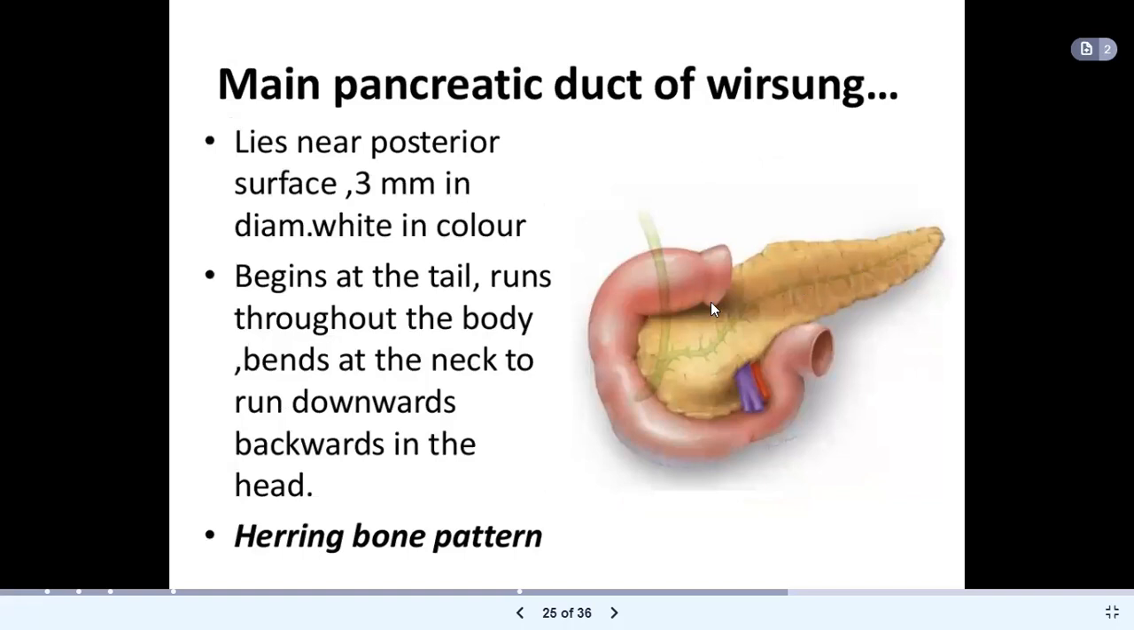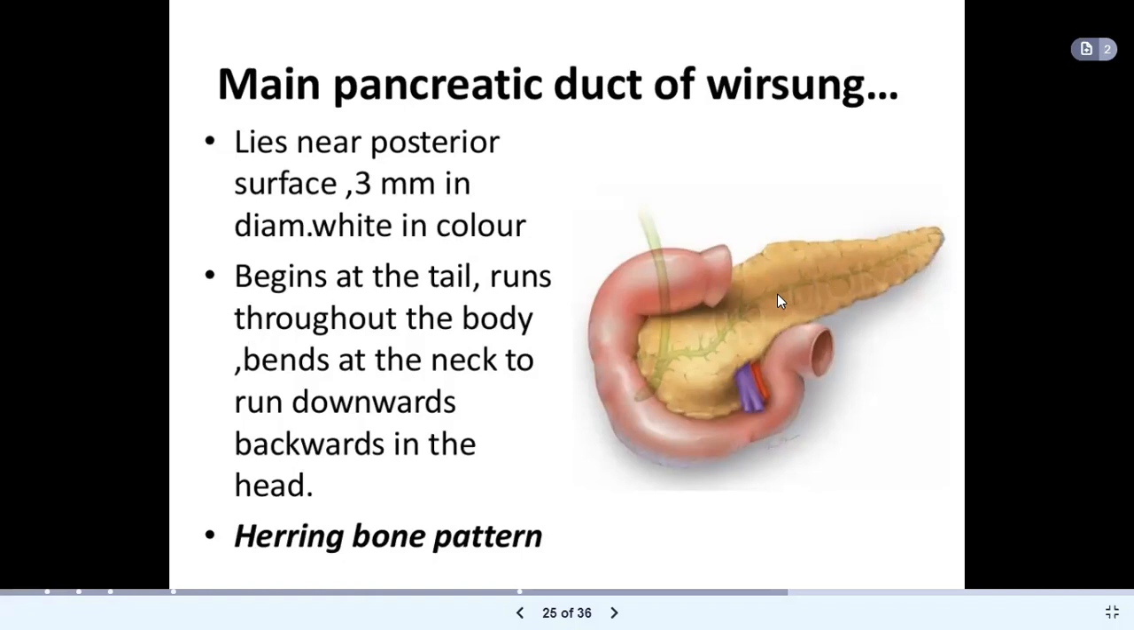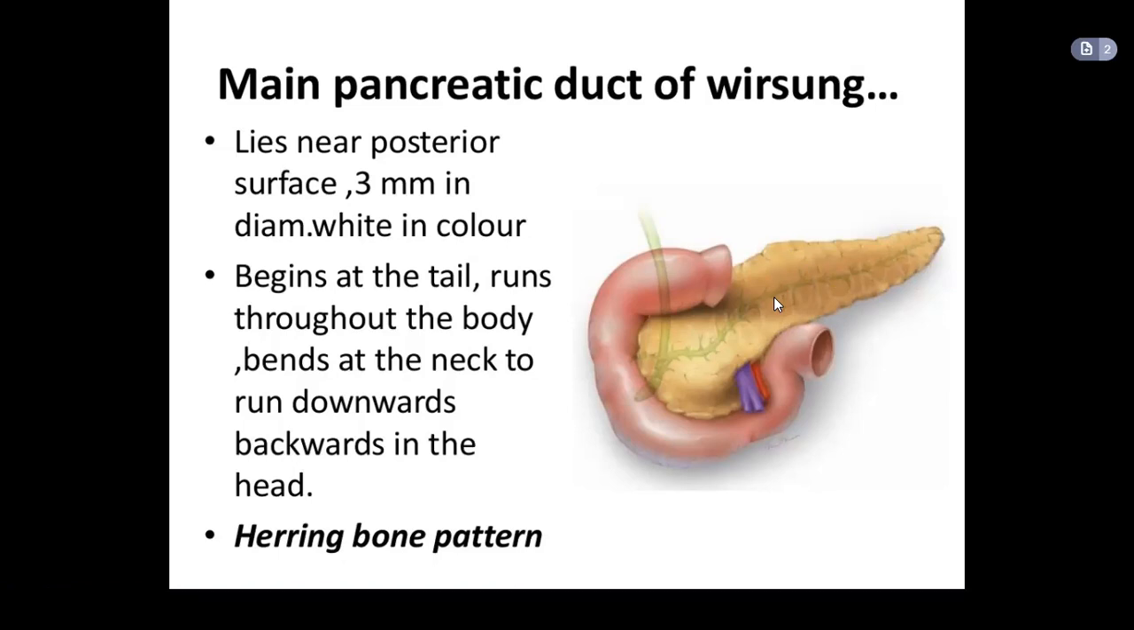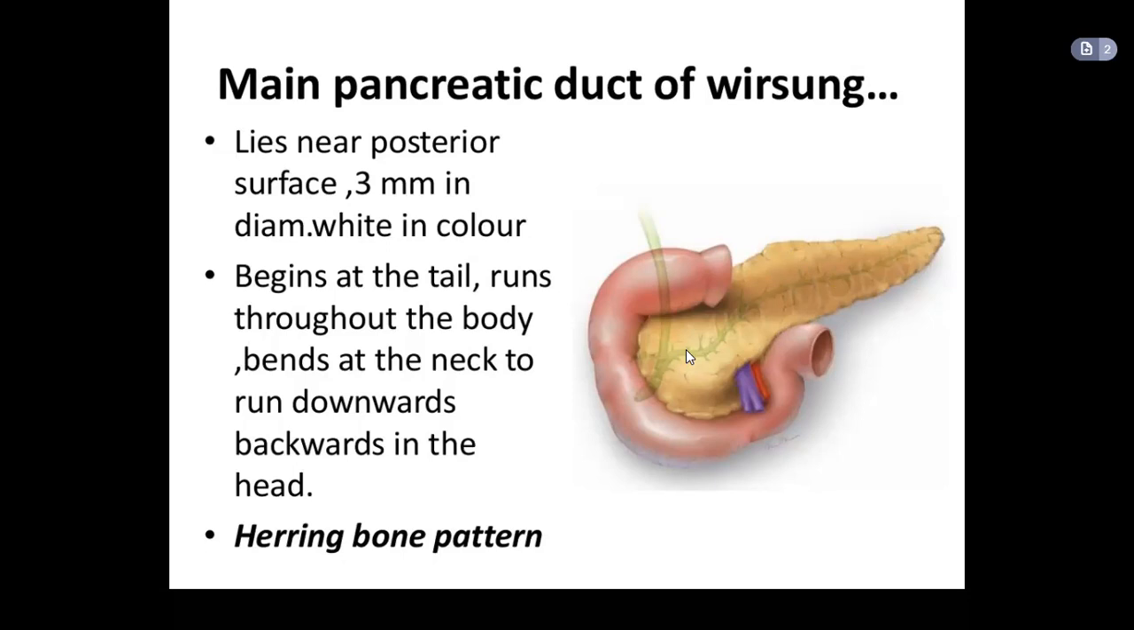It passes from left to right through the body of the pancreas, midway between the superior and inferior margins and close to the posterior surface of the pancreas. In its course, the main duct receives a number of smaller ducts that open at regular intervals. It resembles a herringbone pattern. At the neck of the pancreas, the main duct passes downwards, backwards, and to the right, and reaches the posterior medial wall of the second part of the duodenum.